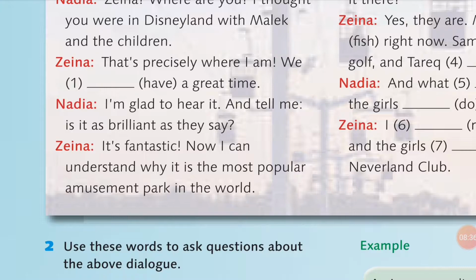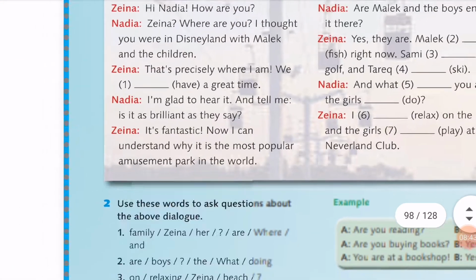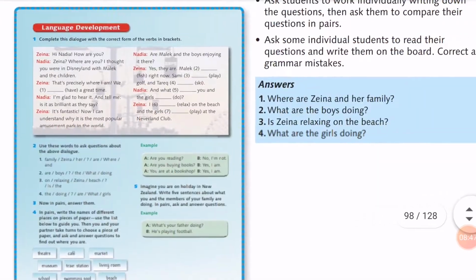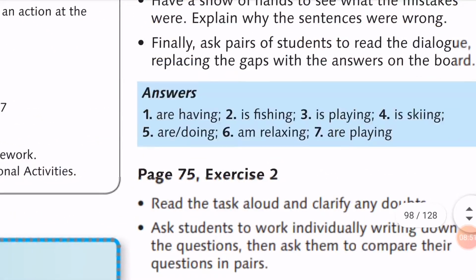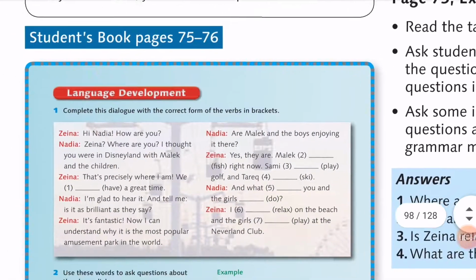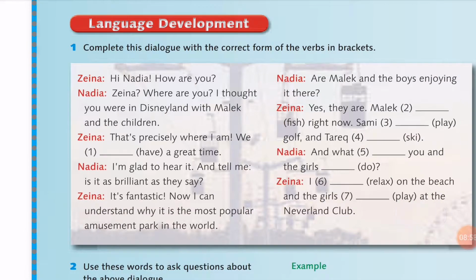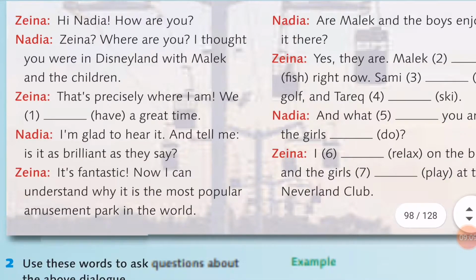We blank have a great time. Look at the verb here, have. The correct answer for have here is are having. Number 1, are having, in the present progressive. Why present progressive here? Look at the verb again, have. Between brackets we have have, and the subject here is we. When we say we, you have to know that the verb to be suitable with we is are. And when we add ing to have, we have to drop the e and delete it. After that, we add ing. So that's precisely where I am. We are having a great time.